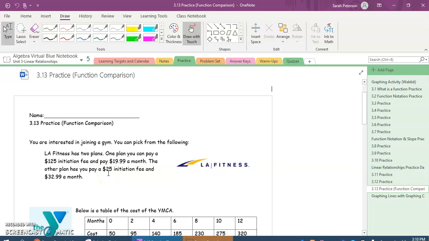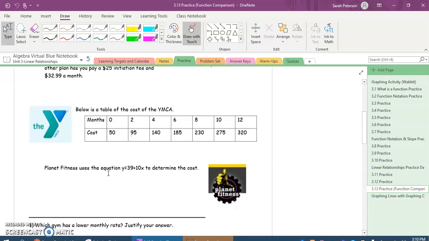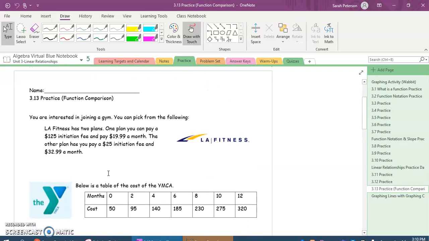All right, so this video is kind of the wrap-up video to the unit. So you've learned all about lines, you've learned all about linear relationships, you've learned about rate, you've learned about slope, you've learned about y-intercept. And so this practice right here is really just a wrap-up of everything. So what you're going to be doing is you're going to be looking at different linear relationships and comparing them.